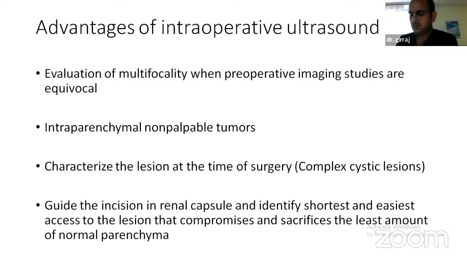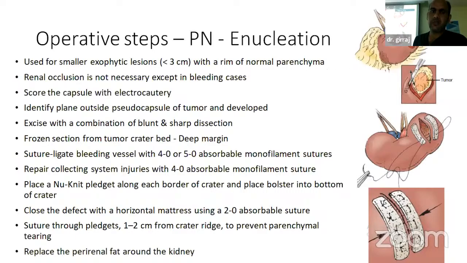Intraoperative ultrasound is used to locate the size and depth of the tumor. Operative step, partial nephrectomy: enucleation is used for a small exophytic lesion less than 3 cm with a rim of normal parenchyma. Renal occlusion is not necessary except in bleeding cases. Explore the capsule with electrocautery. Identify the plane outside the pseudocapsule of the tumor and develop it with a combination of blunt and sharp dissection.